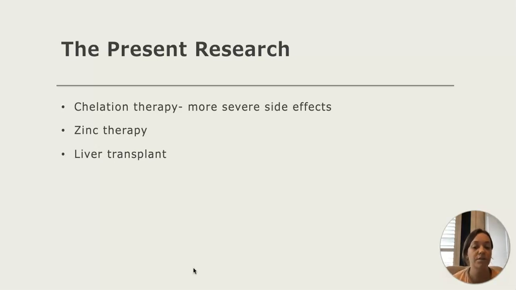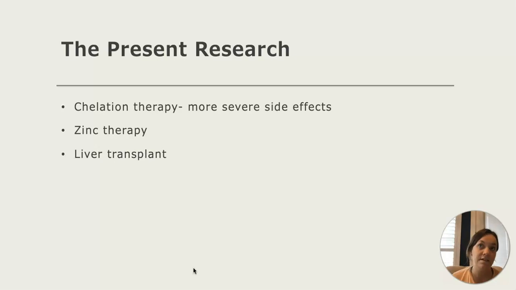There's also zinc therapy, which prevents the intestines from absorbing copper, and that reduces the buildup of copper in the liver cells. The last resort for a severely damaged liver, like with cirrhosis or where it is building up too much and going to the brain and the kidneys, would be a liver transplant. And a new liver would encourage normal copper metabolism.